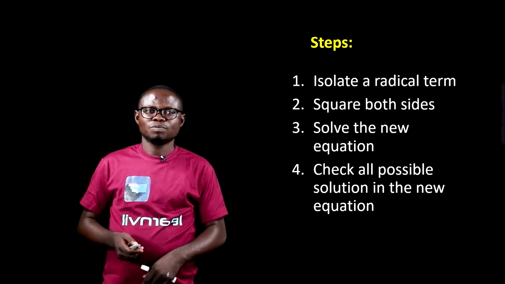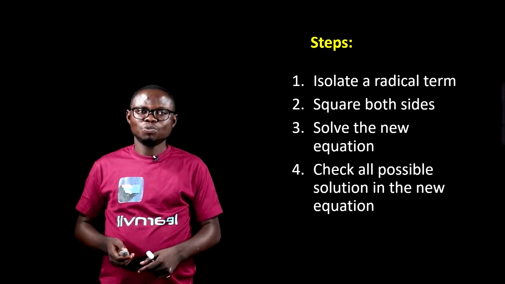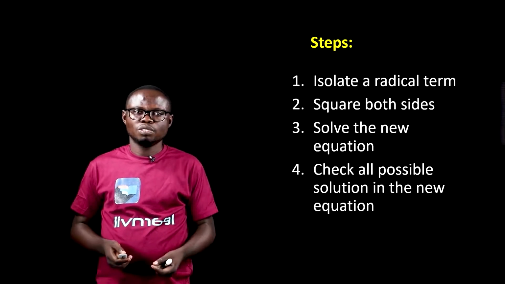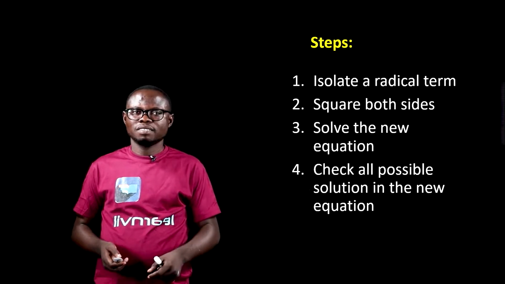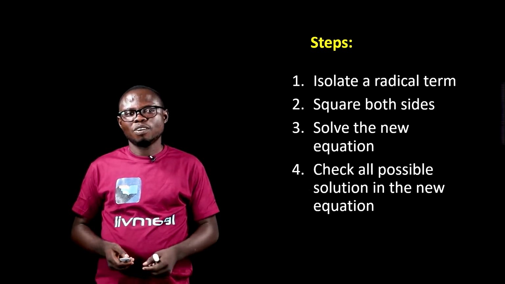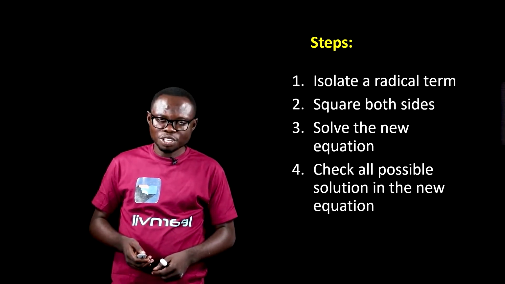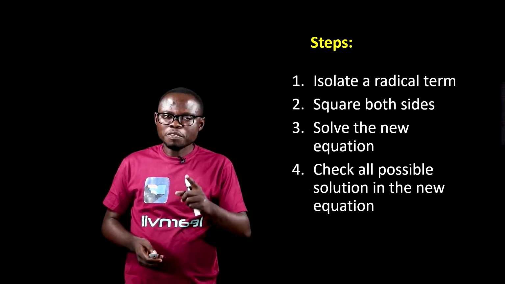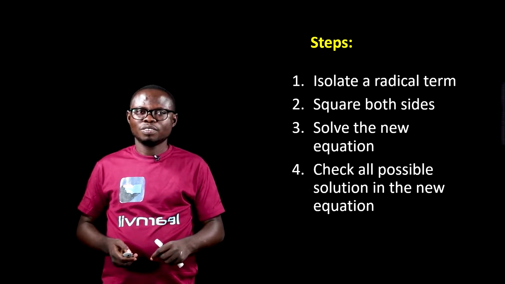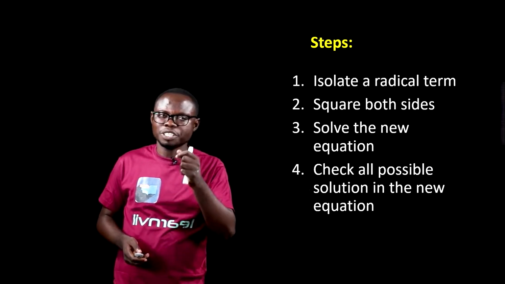Now, to solve a radical equation: one, you need to isolate a radical term. Two, we square both sides. Three, we solve the new equation. And four, we check all possible solutions in the new equation. But before we go on, let us remind ourselves of, or learn, one simple way of expanding an expression.